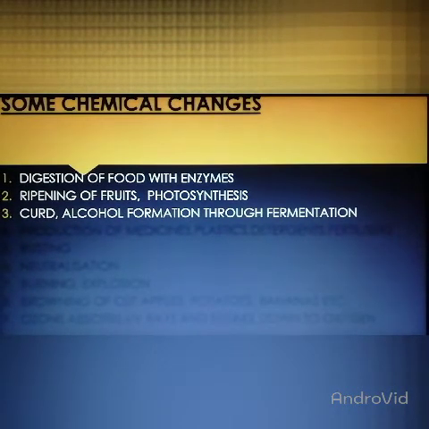Now the formation of curd, that is curdling of milk, and alcohol, these processes are known as fermentation, which are brought about by certain bacteria or fungi like the yeast, right? Like during the formation of alcohol, the sugars in grapes are fermented and new substances are formed, that is alcohol. So curdling of milk, alcohol formation, right? So these are chemical changes.